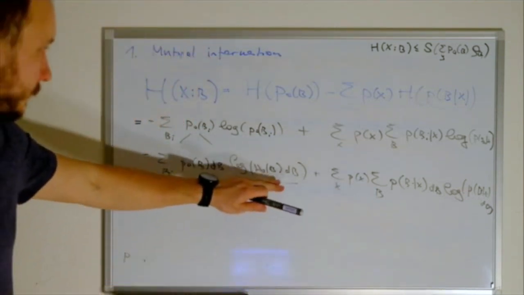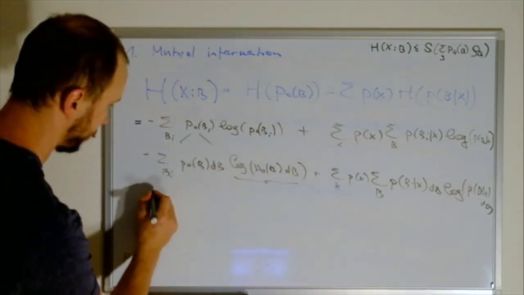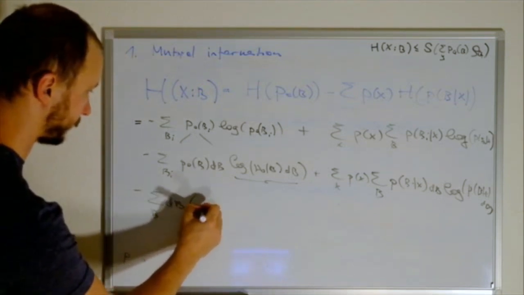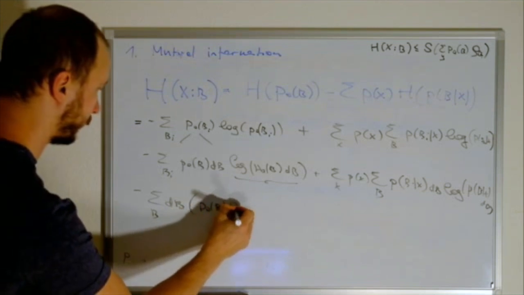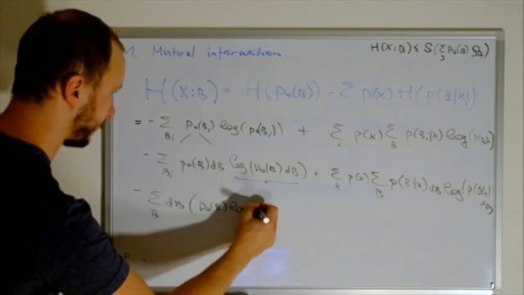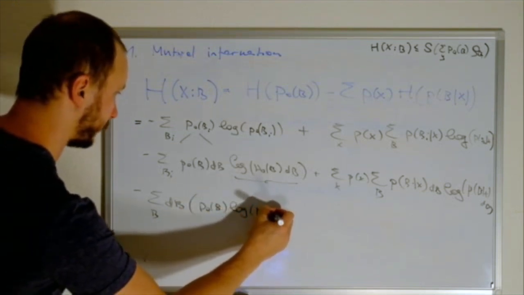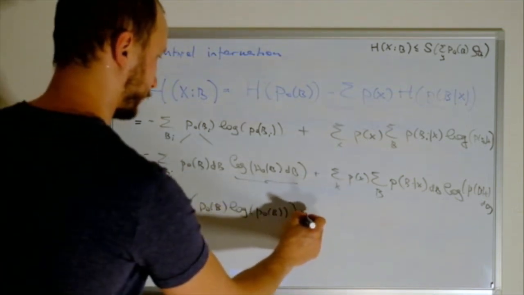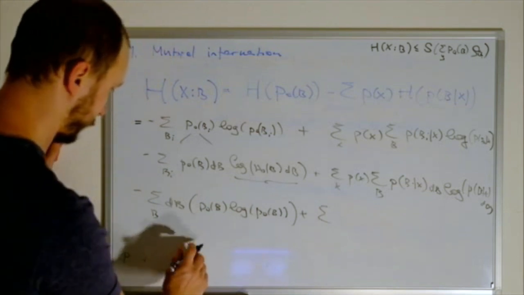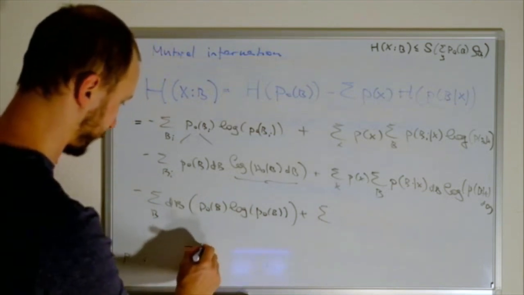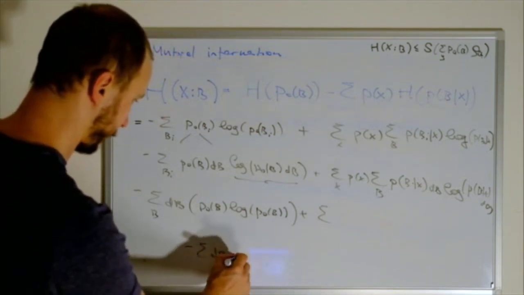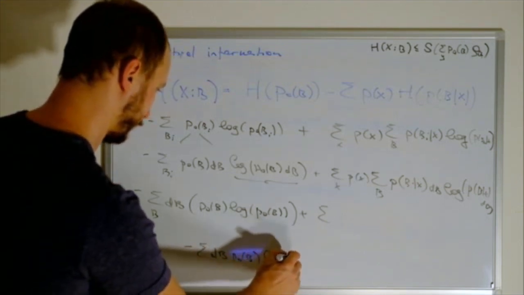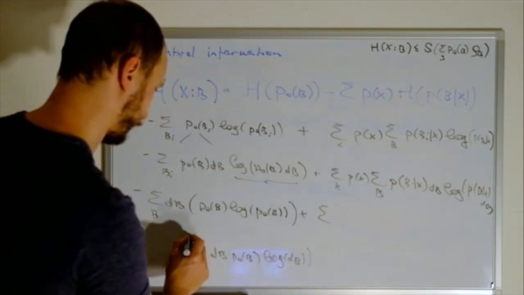If we do this trick, we will just end up with the sum over b of db p0 of b log of p0 of b, plus, and here again, minus the sum over b of db p0 of b log of db, which is a problematic term.